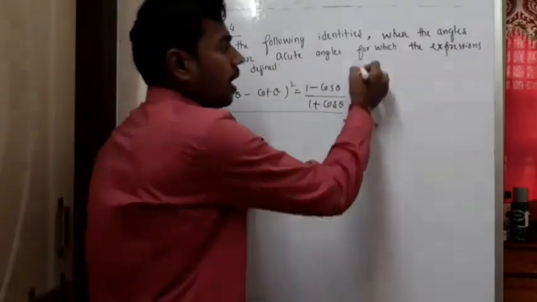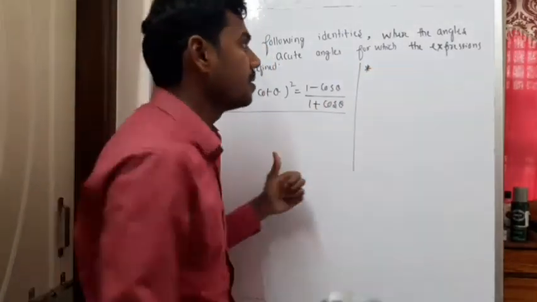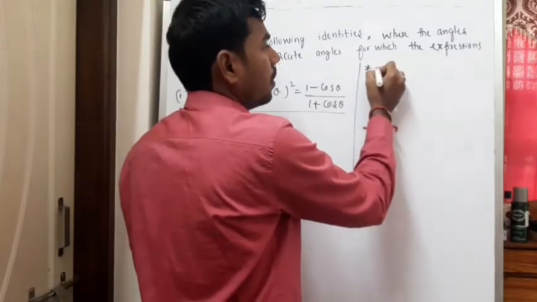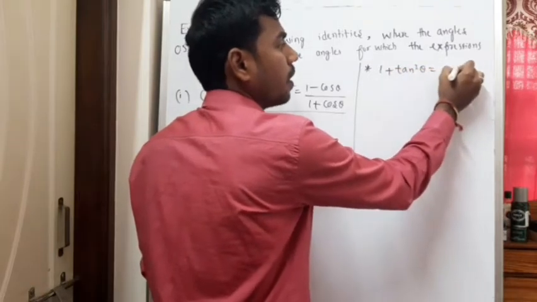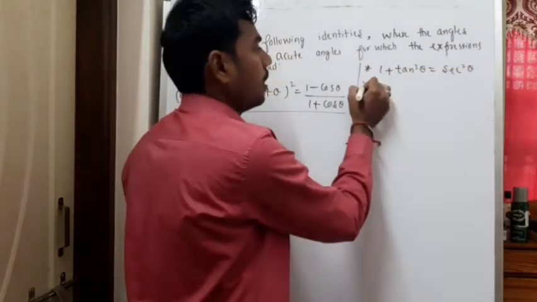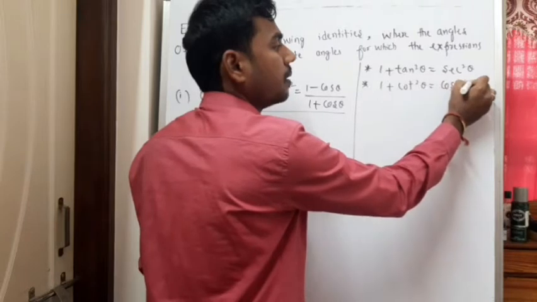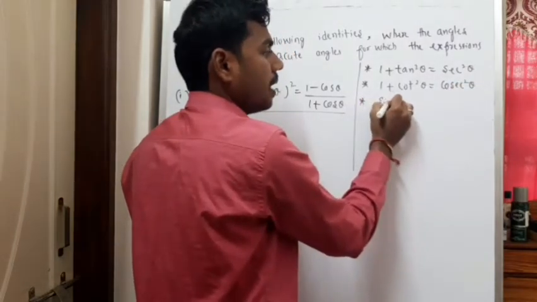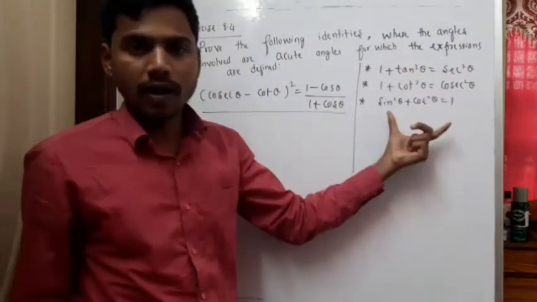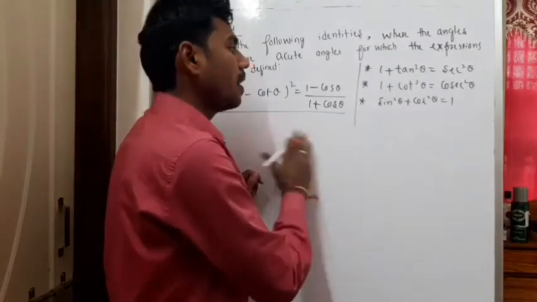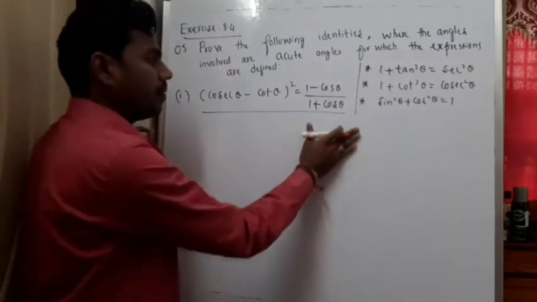So before that, we will go through the identities we learnt in the previous classes. First one, 1 plus tan square theta is equal to secant square theta. This is one of the identities. And the other one, 1 plus cot square theta is equal to cosecant square theta. Next, sin square theta plus cos square theta is equal to 1. These are the identities we have learnt. So based on these identities, we are going to solve the problems.